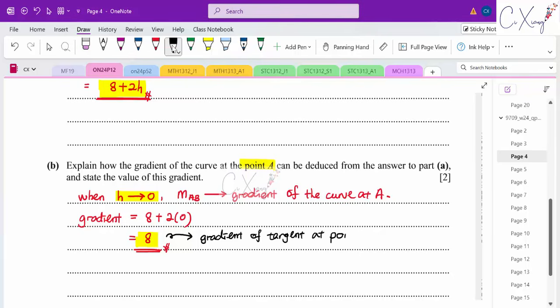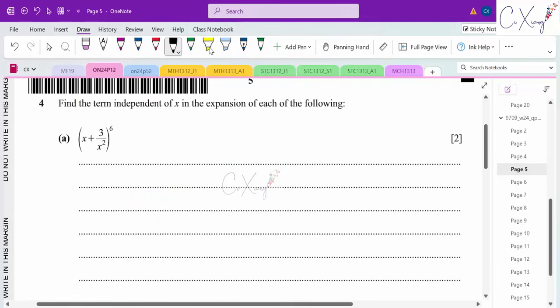At point A, if you want to clarify whether your answer is correct or not, you can differentiate the equation to get dy/dx, and substitute x equals 2. By right, you will have this answer 8 as well, where this is actually the meaning of the gradient of the tangent at this particular point. Yeah, so this is how we solve question number 3.